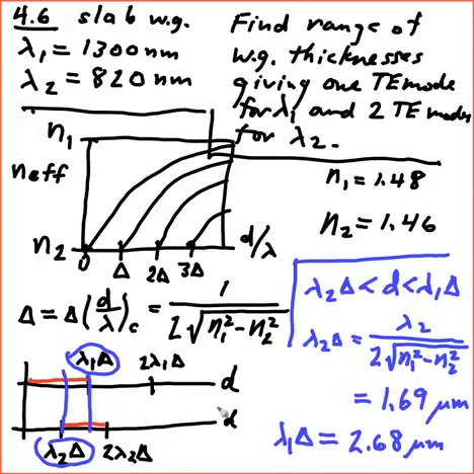And that does it. This little diagram here is really the key, realizing that you can move from a d over lambda plot, which works for any wavelength, to just a d plot showing the cutoffs. And for two different wavelengths, the cutoffs occur at different thicknesses. So that's 4.6.